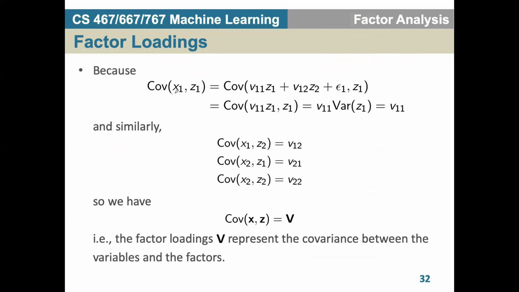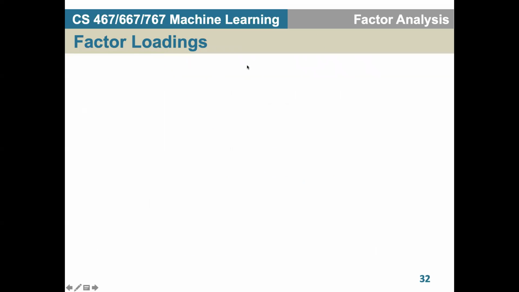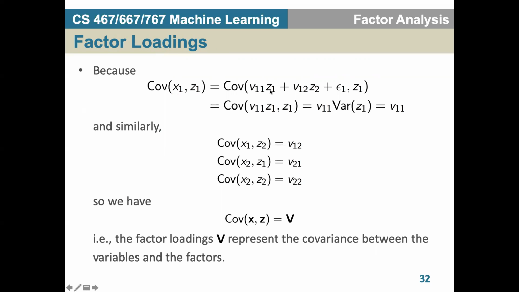So x1 and z1, how do we compute this, using the previous formula? Using this formula, with only two dimensions, we know that x1 is really V11 times the first factor plus V12 times the second factor plus the noise on your x1 dimension, times z1. And the important thing is that these are independent. So you can say the covariance of this plus the covariance of this and the covariance of this, this with this, this with this, this with this, summed together. But unfortunately, these two terms are gone.